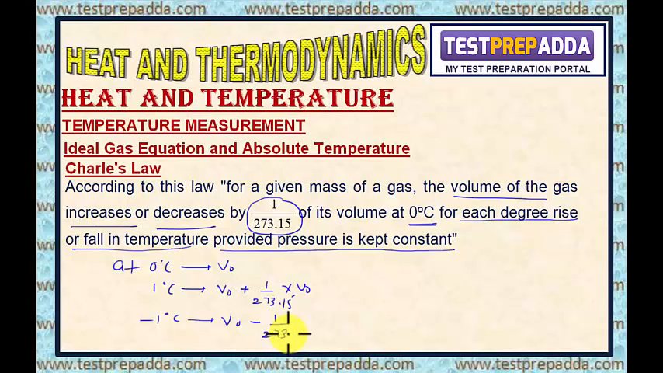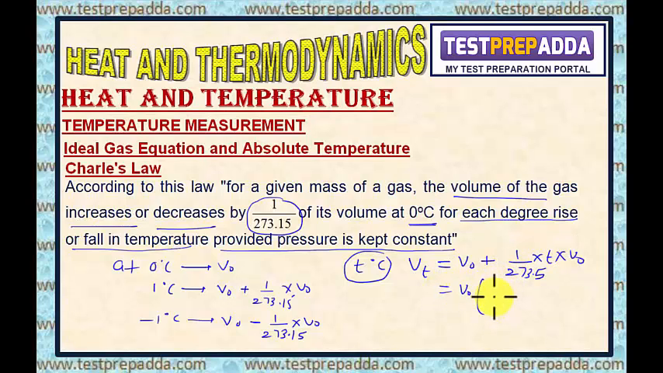If I ask minus 1 degree Celsius, then the volume will be V naught minus 1 upon 273.15 into V naught. Volume decreases here by 1 upon 273.15 of its volume at 0 degrees Celsius for each degree fall in temperature. In general, at T degrees Celsius, volume will be written as V naught plus 1 upon 273.15 into T into V naught. If I take this V naught common, inside I get 1 plus T upon 273.15.